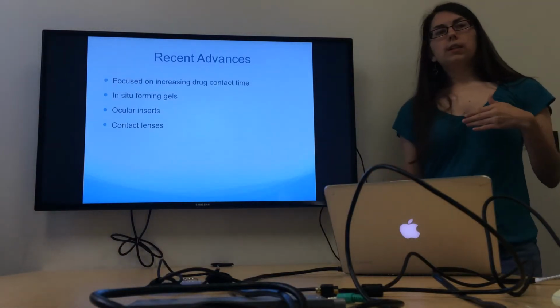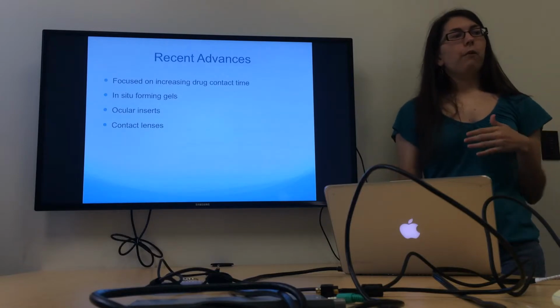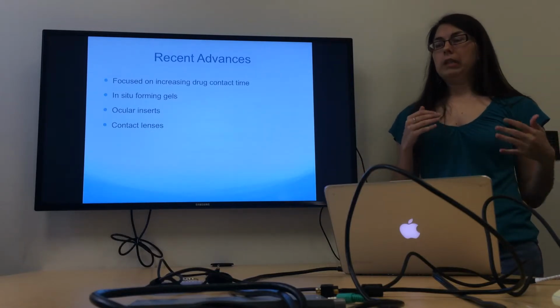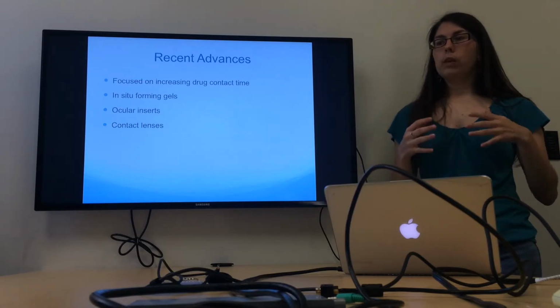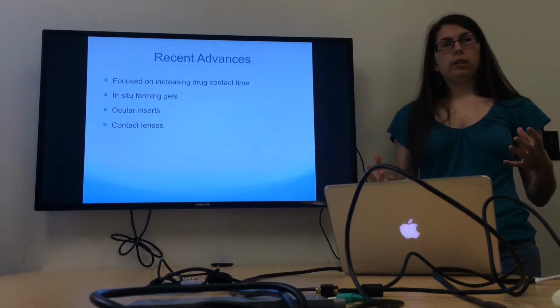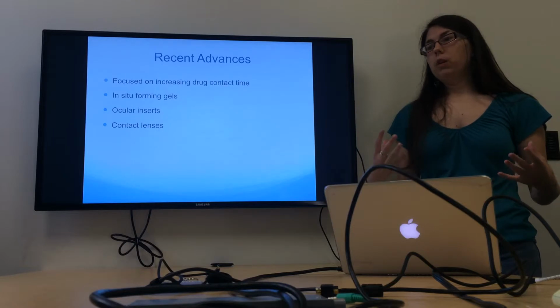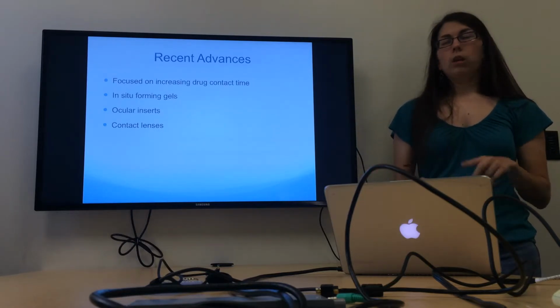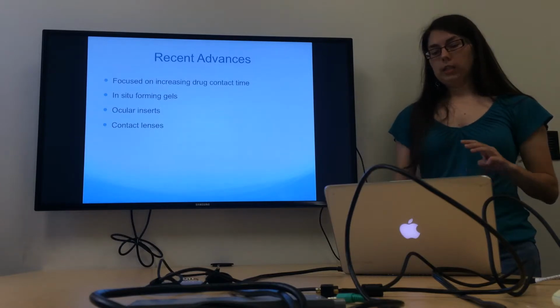So recent advances in treating ocular diseases have focused more on increasing the amount of contact time, so increasing the amount of time the drug is going to be in contact with the specific eye tissues that you want it to be in. Some examples of these are in situ forming gels, ocular inserts, and contact lenses.